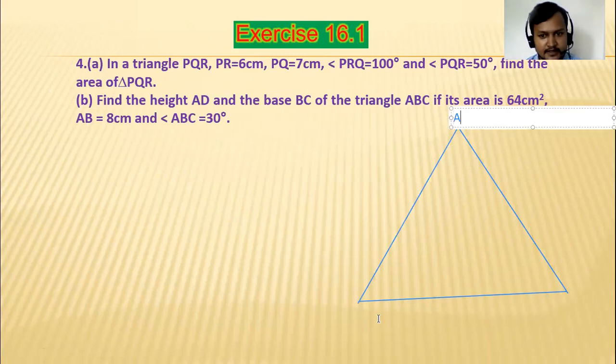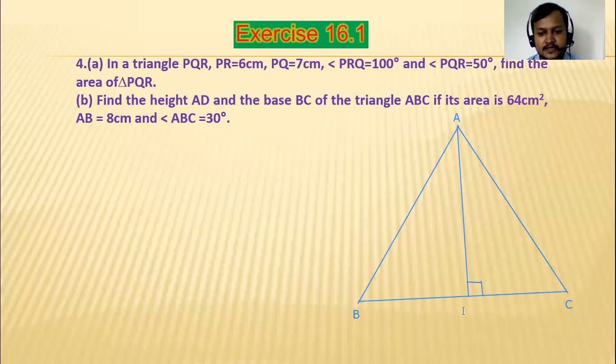It is triangle A, B, C, and it is said to find the height. If it is said to find out the height, it means we are asked for the perpendicular where this angle is 90 degree. If it is 90, then it is called height. And the name of height is AD. So this length of AD we have to find out here.